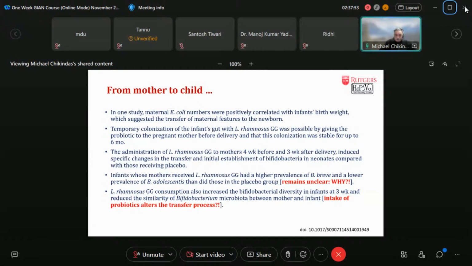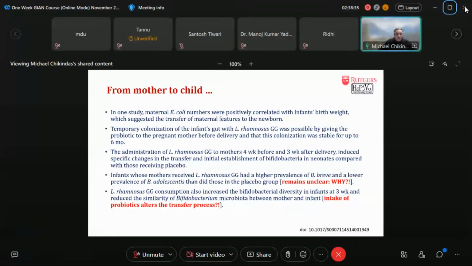LGG consumption also increased the bifida diversity in infants at 3 weeks and reduced the similarities of bifida microbiota between mother and infant. Now, what does that tell us? Reduced similarities, could it be that the child's microbiota is developing rapidly towards more mature type of microbiota, and how these kind of changes can be driven still remains unanswered. But this is a very interesting result.